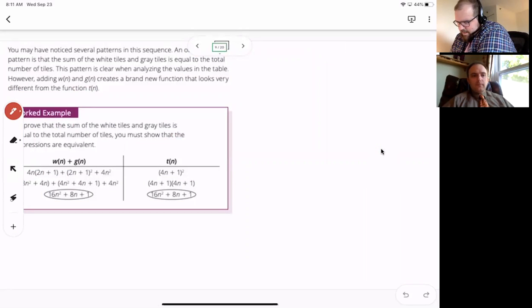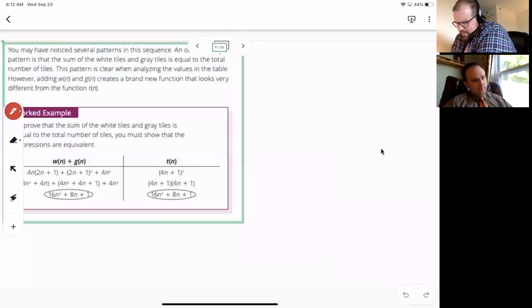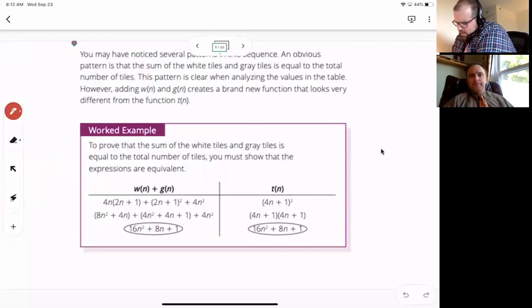All right. So there are some patterns in the sequence. Is this kind of what we just did? Yes. This is showing the steps that we just did in a couple different ways. One is looking at the white tiles plus the gray tiles, and then adding those pieces up, and the other is looking at the total tiles and multiplying that out, which we've done all of this on previous slides.